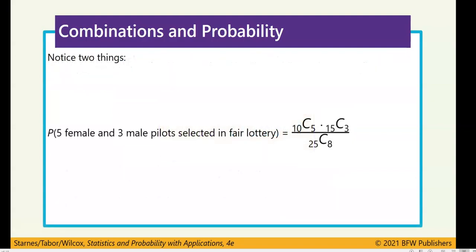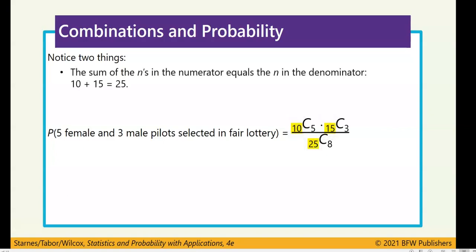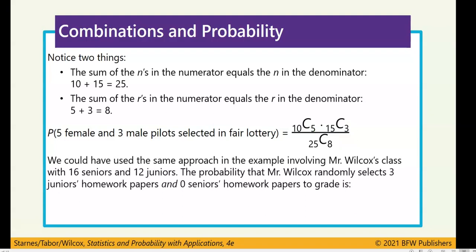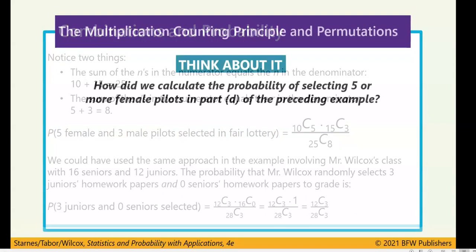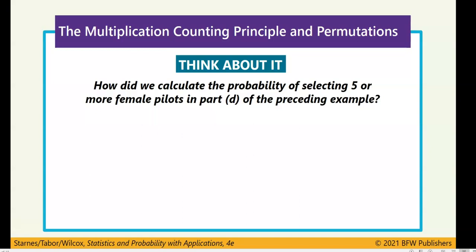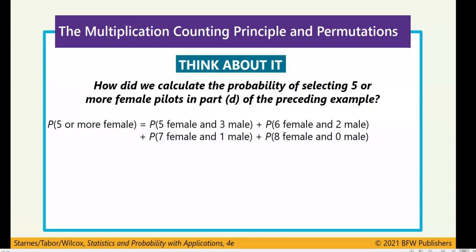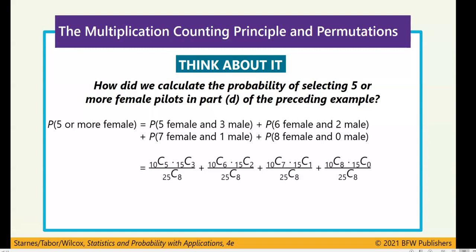Okay. Sum of the ends is equal. That's true. Okay. How do we calculate the probability of selecting 5 or more females of the preceding example? So this is something they did not tell us. So this would be pretty tough. So they found the probability of 5 and 3. That's what we figured out, that first part. Then they did 6 and 2. Then they did 7 and 1. And then they did 8 and 0. So 5 or more would be doing that thing 4 times and adding up all those probabilities.